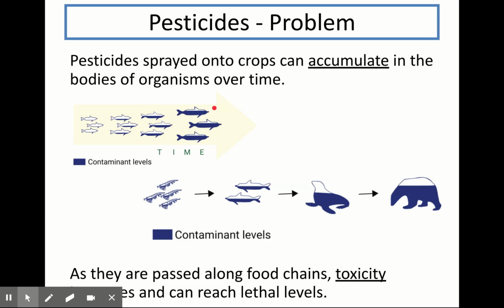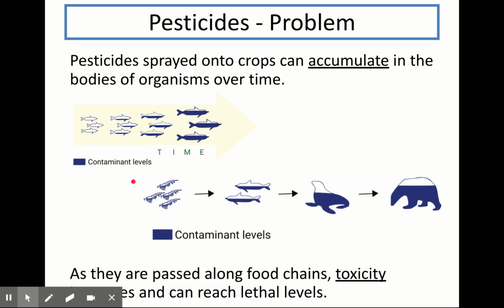Pesticides sprayed onto crops can accumulate or build up in the bodies of organisms over time. So here you can see in this diagram, we have the time increasing, and you can see the contaminant levels in the bodies of the organisms are also increasing. This is because pesticides are non-biodegradable. They don't break down naturally in the environment, so if they're taken into an organism's body, they are passed on to the next level in the food chain.